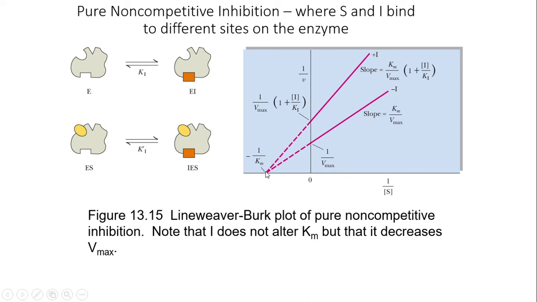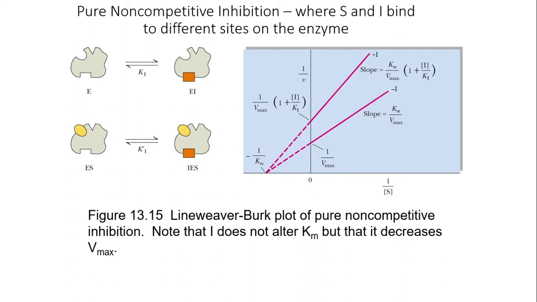Minus 1 over the Km remains the same, or the intercept with the 1 over S axis does not change. However, there is a change in the intercept on the y-axis. So this tells me that Vmax is decreasing. So I is decreasing the amount of the active enzyme present.